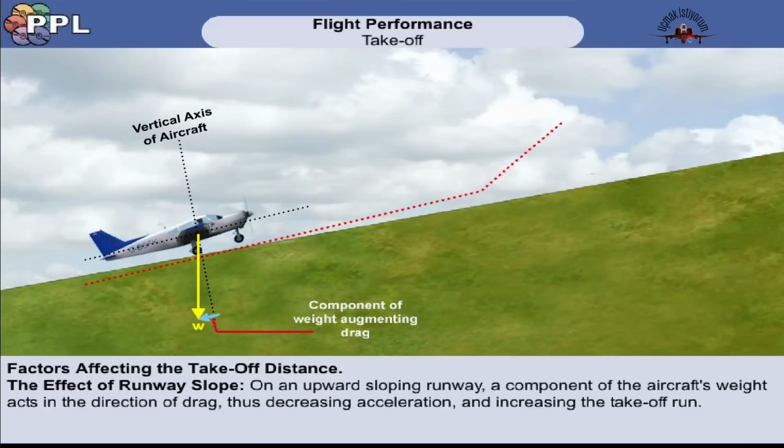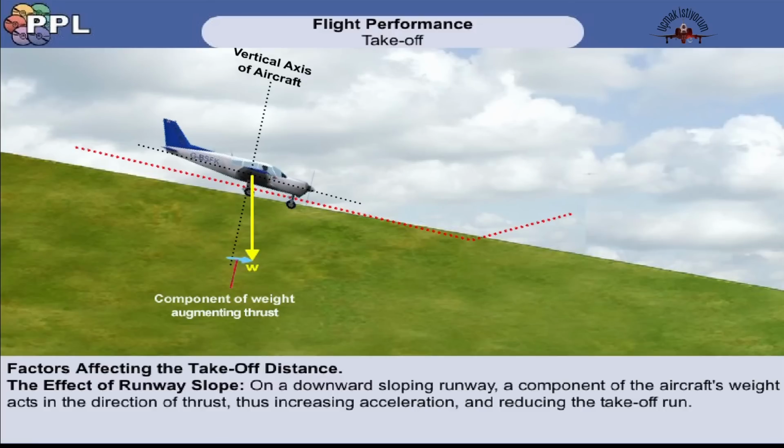However, when the aircraft is on an upslope, the weight still acts towards the centre of the Earth, but there is a component of weight, shown here, which acts in the direction of drag, that is, backwards along the longitudinal axis. This will reduce the acceleration and increase your takeoff distance.